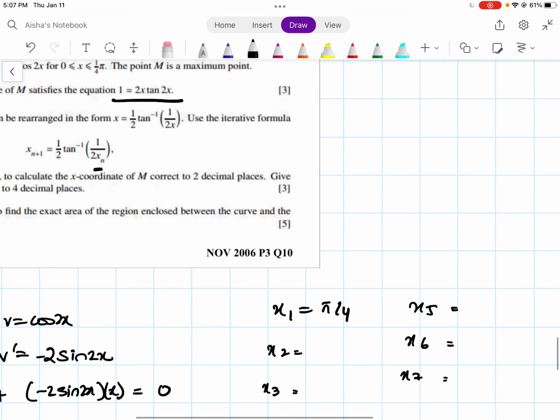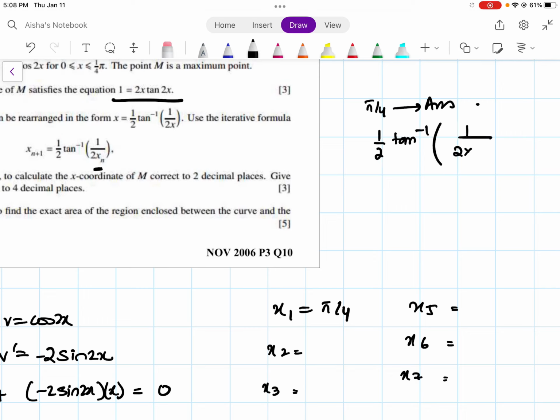Once again, I'm repeating how to do it. You will save pi by 4 as your answer. In the equation calculator, you will input 0.5 tan inverse of 1 upon 2 into answer. Radian mode. Everything should be in radian mode.